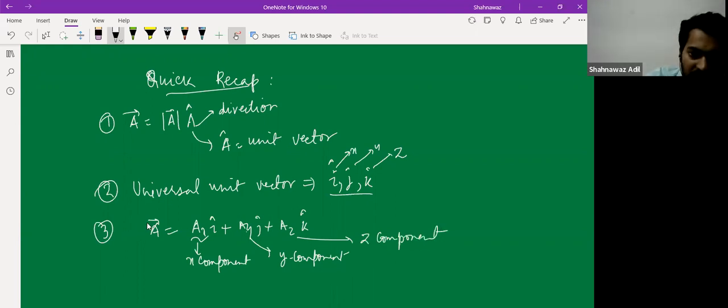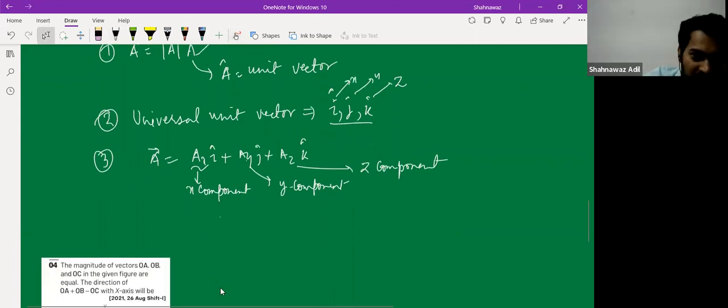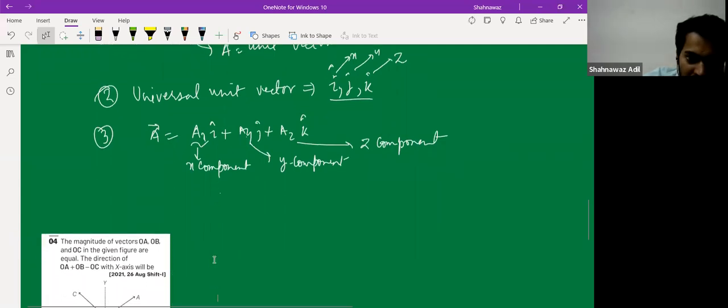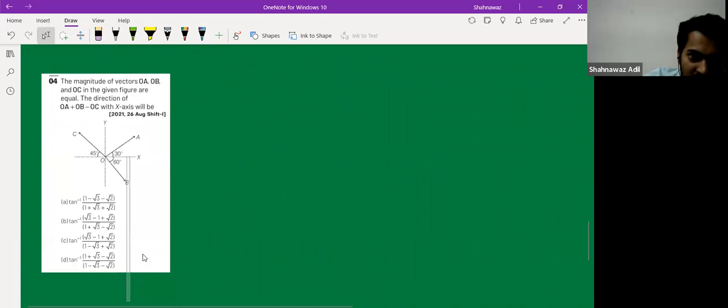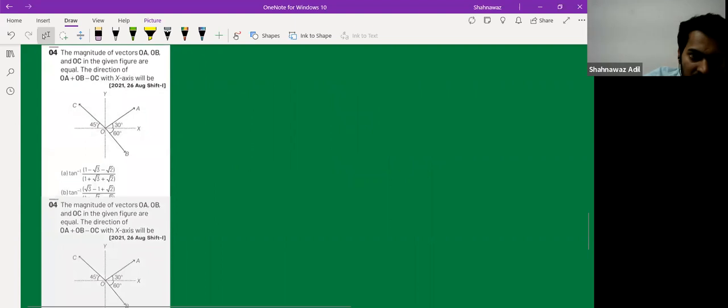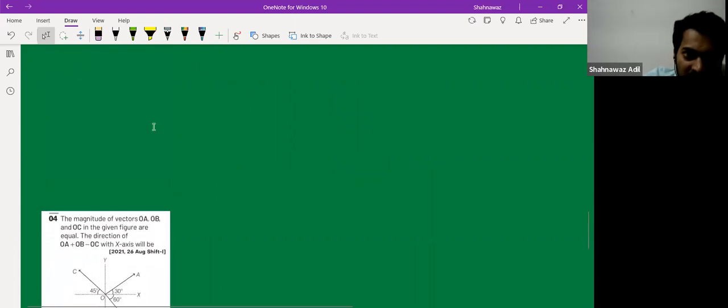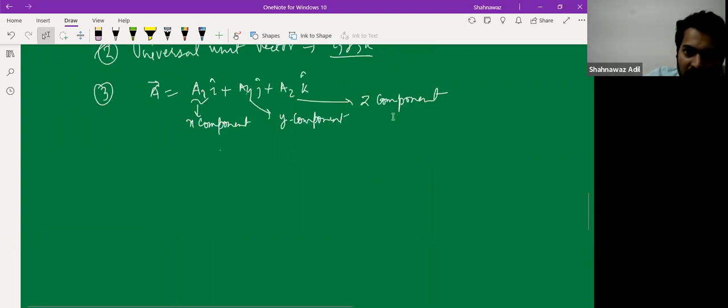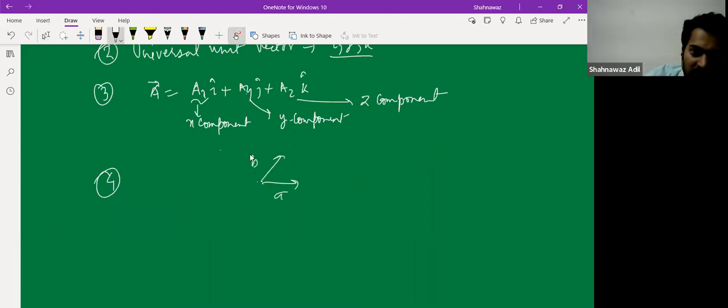And then we learned about the addition of vectors in the polar form. So if you have A and this is B, and the angle between them is theta. So what was the magnitude of this vector, the resultant of this vector?